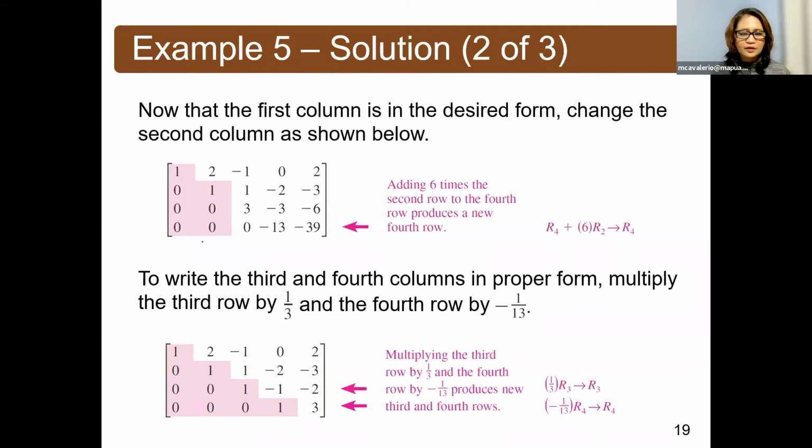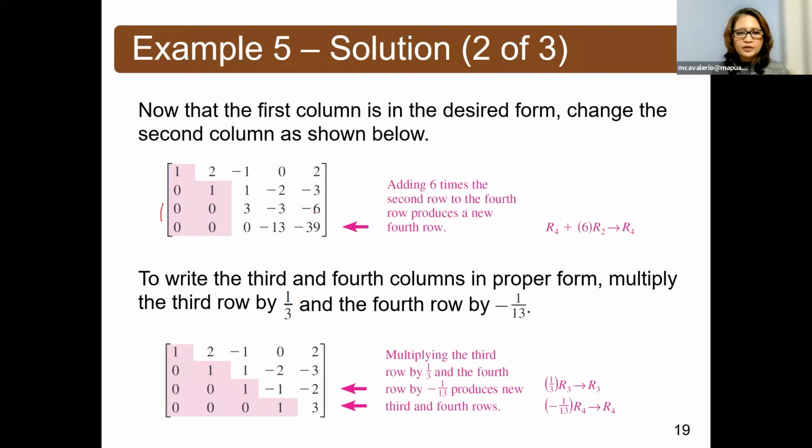So we have here 1, 0, 0, 0, and then we have 2, and then we have changed all the numbers below the next leading one to 0, and for the third row we have 3, negative 3, and negative 6, and for the fourth row we have 0, negative 13, and negative 39. Now we can actually simplify row 3.